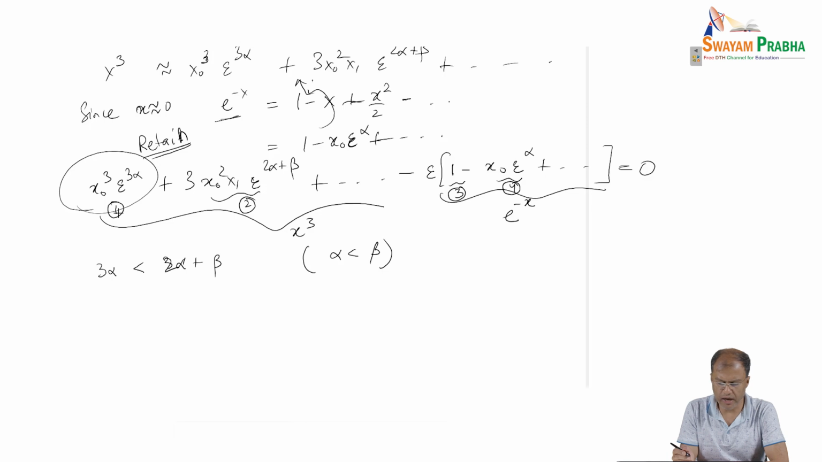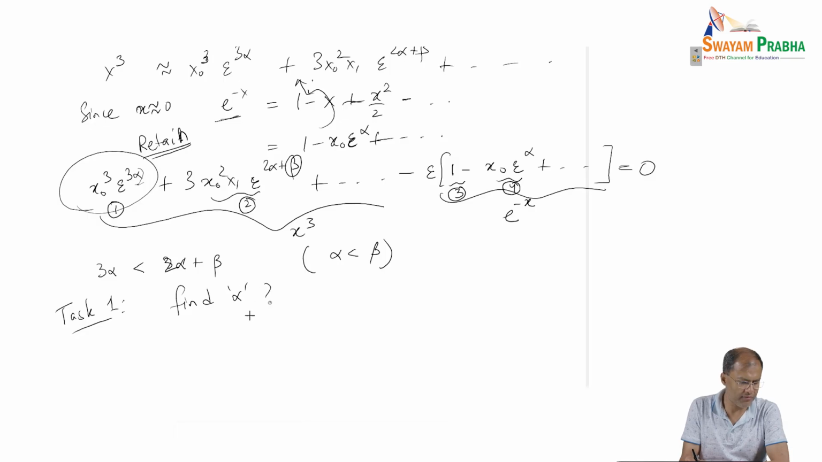So we have to continue to find the final solution. We have to continue to find these powers alpha, these powers beta, and so on. So our first task at hand is to find alpha. What is this alpha? And we find it through balancing.